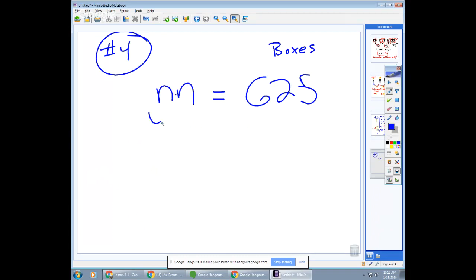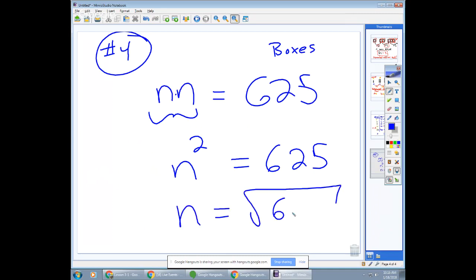Is there another way I can write N times N? 2N. Not 2N, that would be N plus N, almost. N squared, yeah. N squared, so this would be another way to think about it. So then we want to undo a square. Anybody know how to undo a square? Square root. Square root, yeah. So it turns out N will be whatever the square root of 625 is.